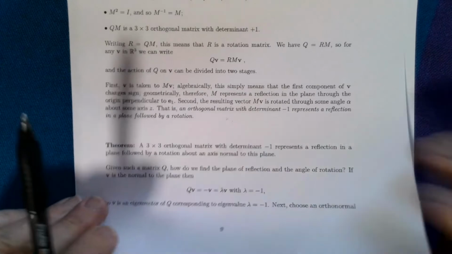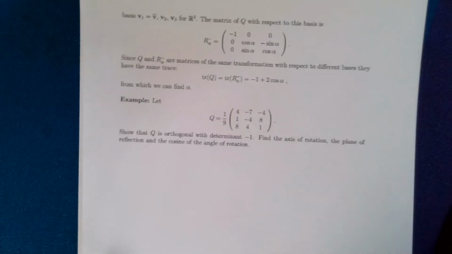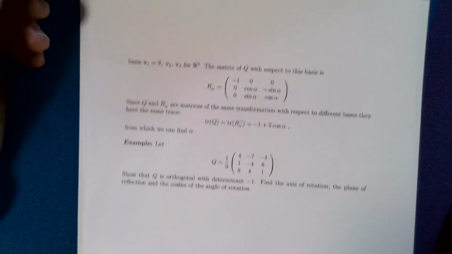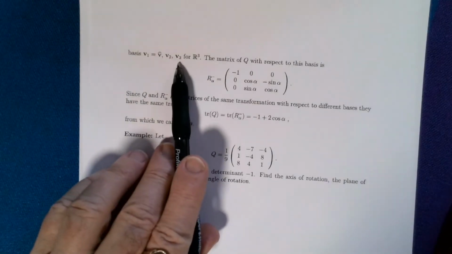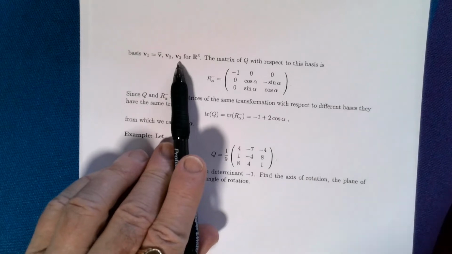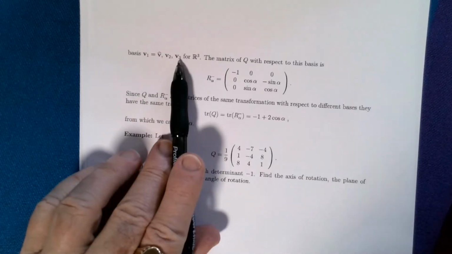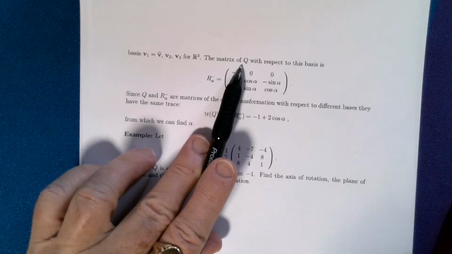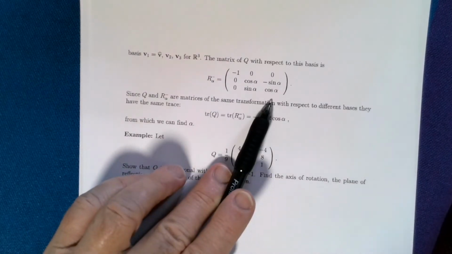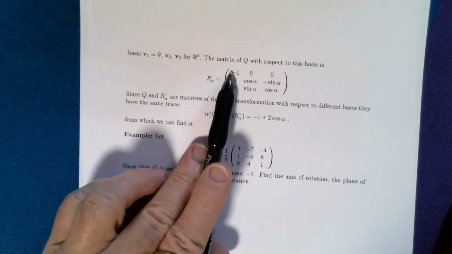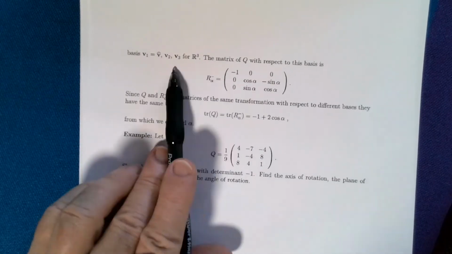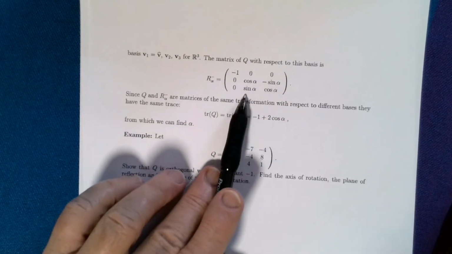So we can then choose an orthonormal basis. We'll put v1 to be our axis v, but made into a unit vector, and take two other vectors making this into an orthonormal set. And then the matrix of Q with respect to this basis is simply going to look like this, because the first basis vector v gets sent to minus v, so its coordinates with respect to the basis will be minus 1, 0, 0. And again, the other two is going to be a rotation, and I get the little rotation matrix in here.